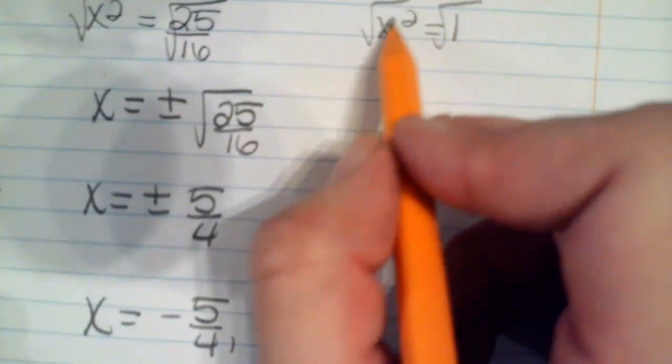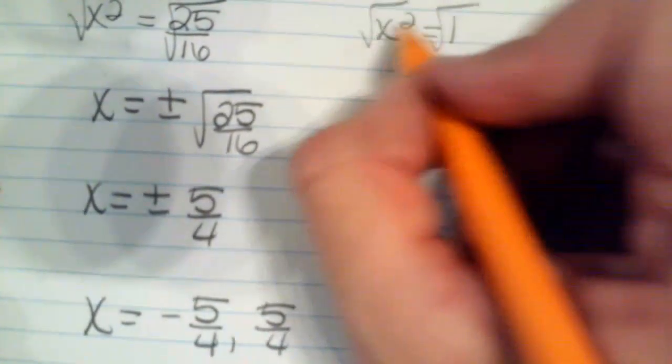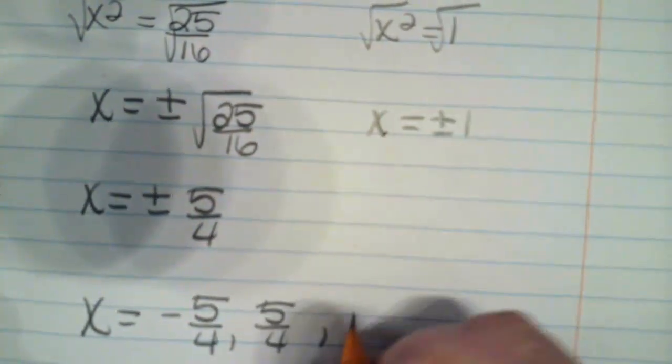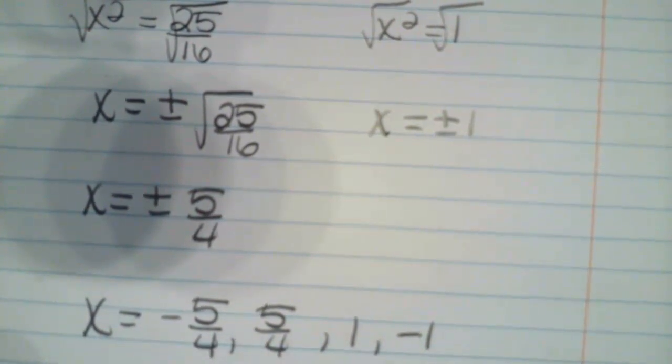And now we're going to finish out this one. So take the square root of both sides. That gives me x equals plus or minus 1. So we have a positive 1 and a negative 1. And it doesn't matter the order that you do it in, but you've got 4 answers for that one.